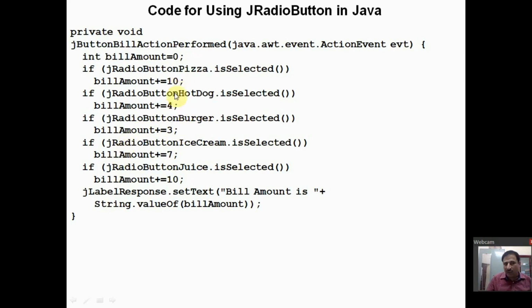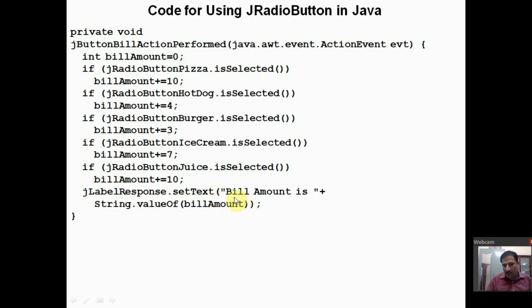These are the dollar values of these respective food items. Whatever the price of those food items I assume, I have to just add that value to the billAmount variable. If the ice cream radio button is selected, add 7 to billAmount variable, because this is the price of ice cream I have assumed. If the juice radio button is selected, add 10 to billAmount variable. Depending upon the food item that is selected, billAmount variable will be containing the price of those selected food items. After that, through that label response, you are displaying the bill.